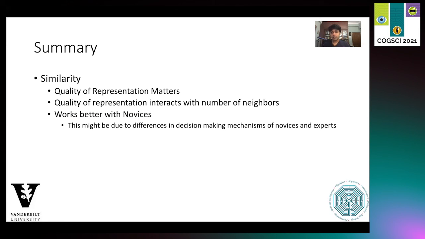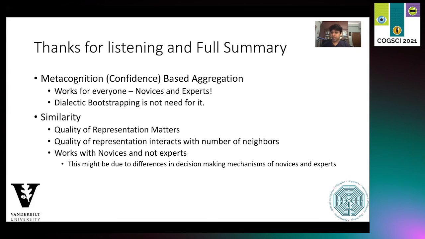So on the whole, we explored different methods of improving accuracy, and we noticed that they work by and large, but where they work might be dependent on the decision processes that underlie those decisions.